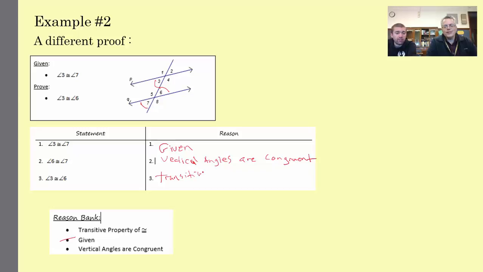I don't know if this has come up before. So, let's write it down here. If angle A is congruent to angle B, and angle B is congruent to angle C, that means A and C are congruent. Angle A is congruent to angle C.